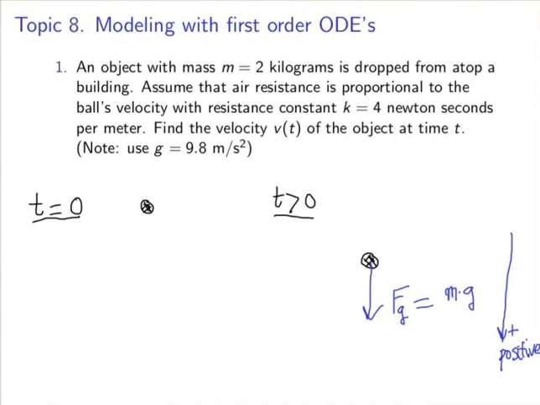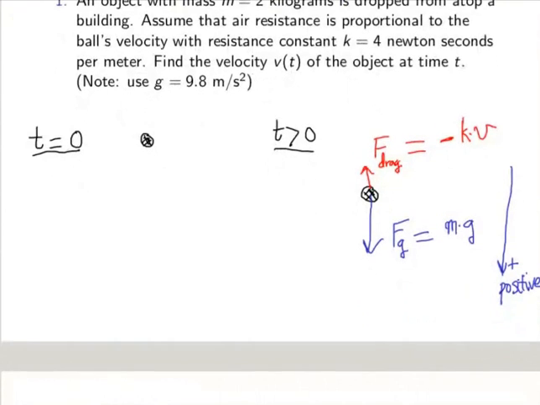And then we have another force, the air resistance, denoted by Fd, D for drag. And the assumption over here is that the air resistance is proportional to the velocity with resistance constant k. So proportional means that it's k times v, but because resistance is upward, we have the minus in front here. All right, so these are the two forces that we use.